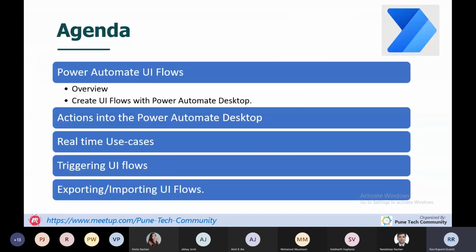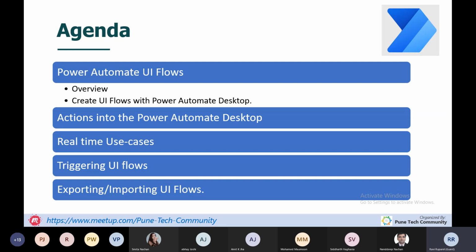In today's session, I have divided this session into five different parts. In this agenda, there are five different parts. First one is the Power Automate UI flows, where I will cover some of the basics like what the Power UI flows are, how we can create the UI flows, and some basics about Power Automate desktop.